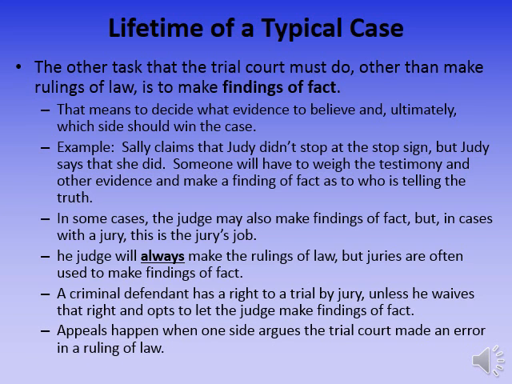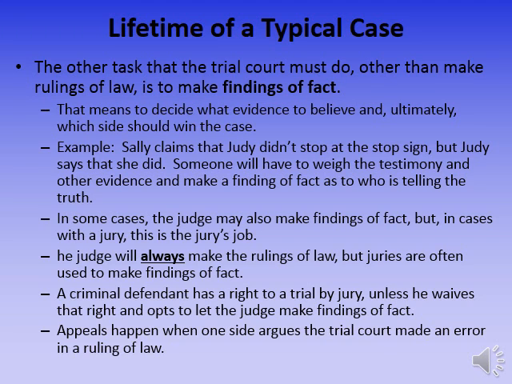When we have an appeal to the next level, that happens when one side argues that the trial court made an error in a ruling of law. And that's almost always the case. We're not arguing on appeal that the jury believed the wrong witness. The Court of Appeals is never going to overturn a finding of fact like that normally, simply because they weren't there in the room. When Sally was on the stand testifying and Judy was on the stand testifying, they weren't there to watch them testify, listen to them, get a feel for who was telling the truth and who was fibbing.